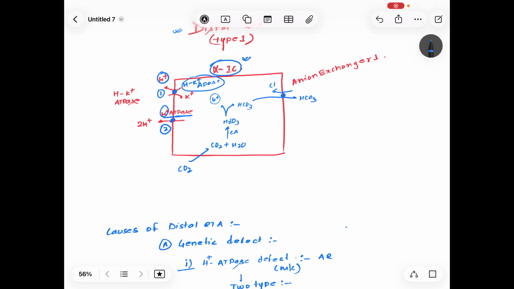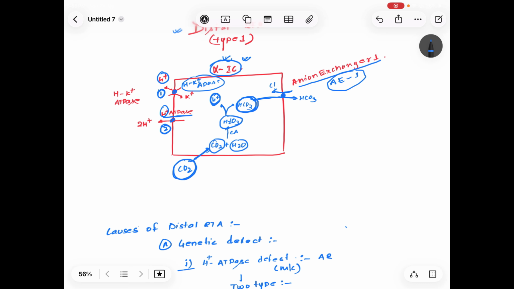So where does this H+ come from? CO2 comes inside the cell, CO2 combines with H2O to form H2CO3. This H2CO3 dissociates to form H+ and HCO3. These H+ are actively secreted by the alpha intercalated cell by two types of pump. First one is H+ K+ ATPase and second is H+ ATPase. And this bicarbonate is exchanged with chloride through an anion exchanger. The name of this transporter is anion exchanger 1.